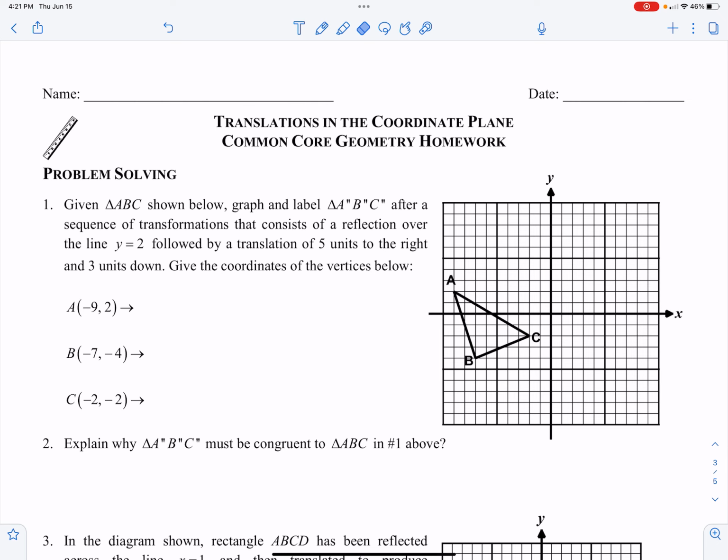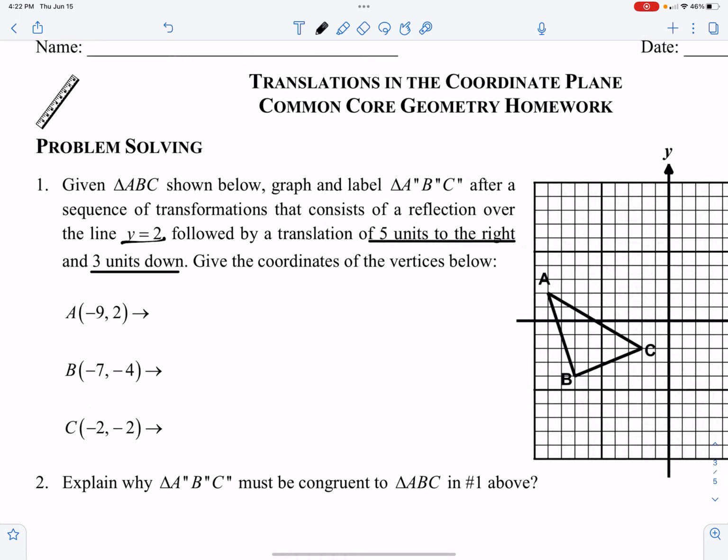Let's begin. Number 1, given triangle ABC, as you see right here in the graph, graph and label triangle A double prime, B double prime, C double prime after the sequence of transformations that consist of a reflection over the line y equals 2, followed by a translation of 5 units to the right and 3 units down. Okay, let's figure out what all this would look like.